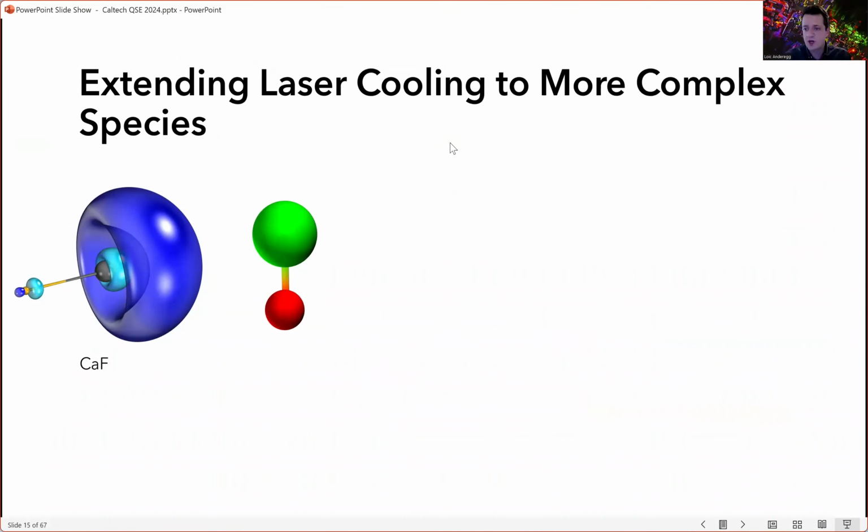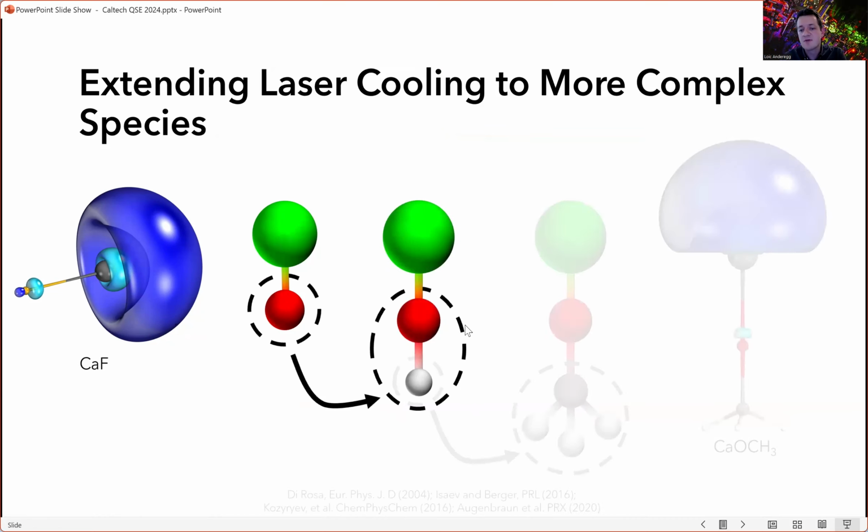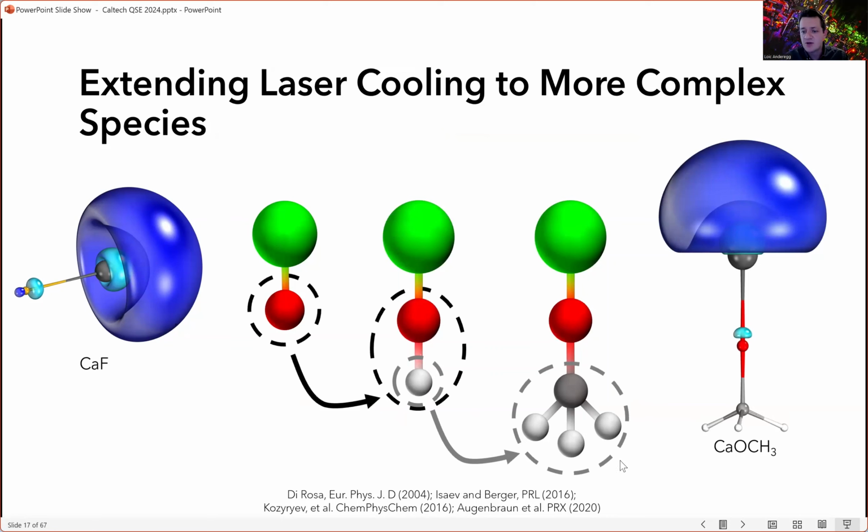And this is just a quick picture showing you that in the molecule we use, calcium fluoride, this is indeed the case. So if you look at the electronic wave function, you see that it is really localized around the metal and not so much around the molecular bond. Now, of course, this idea can hold also if we simply replace this ligand with something more complex, or maybe something even more complex. And you can see even with this very complex molecule shown here to the right, that this still holds. And even a molecule like this can then be laser cooled.